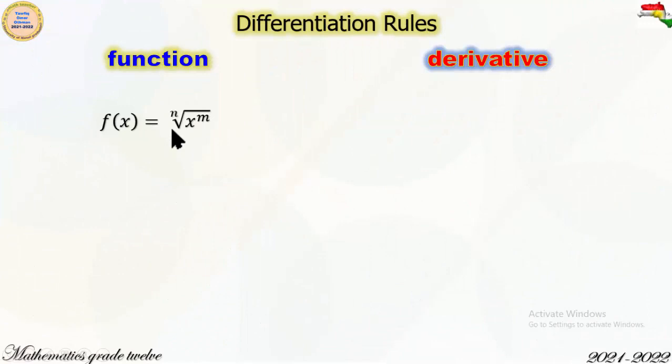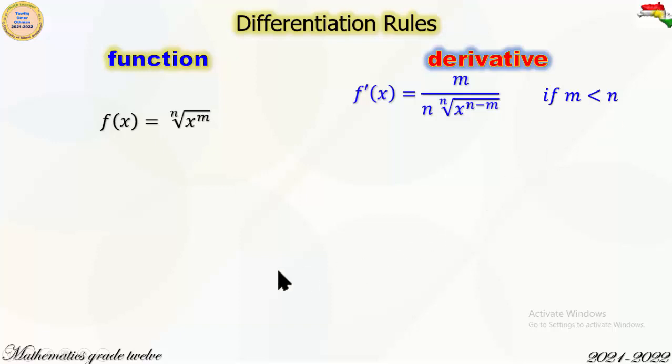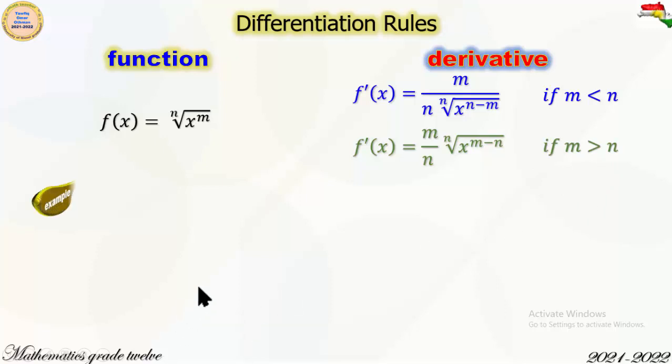F of x is equal the root of n for x to the power m. The f prime of x is equal m over n, the root of n for x to the power n minus m, if m is smaller than n, or less than n. F prime of x is equal m over n, the root of n for x to the power m minus n, if m is bigger than n.